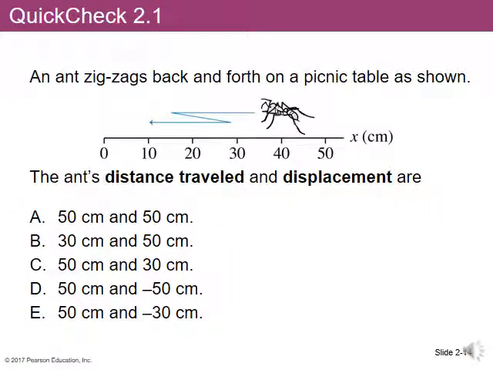Let's finish with a quick question for you to think about. I'm going to leave this with you, and we'll answer this question at the beginning of our next class period. The ant zigzags back and forth on a picnic table as shown. We want to try to figure out what its distance traveled is and what its displacement is. Remember, for distance you have to track the entire distance that the ant travels. Displacement is simply the difference between its starting point and its ending point.